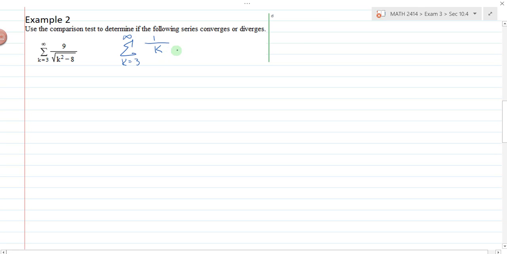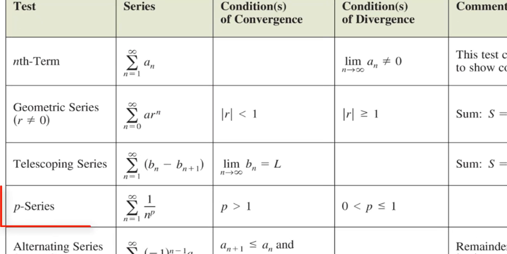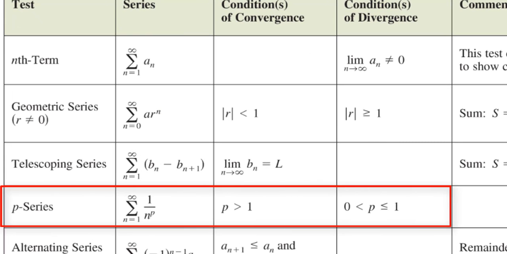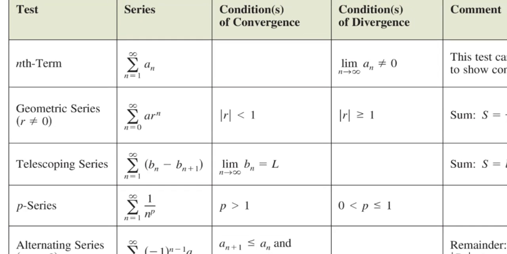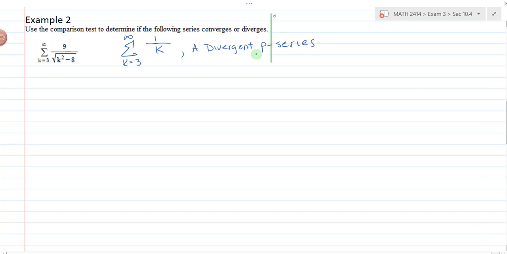And what does this series do? This is a divergent p-series because when we look at our series test for the p-series, we're told that the p-series diverges if p is less than or equal to 1. So we know this is a divergent p-series. Then I need to look at the graph and see what the relationship is between 9 over the square root of k squared minus 8 and 1 over k.